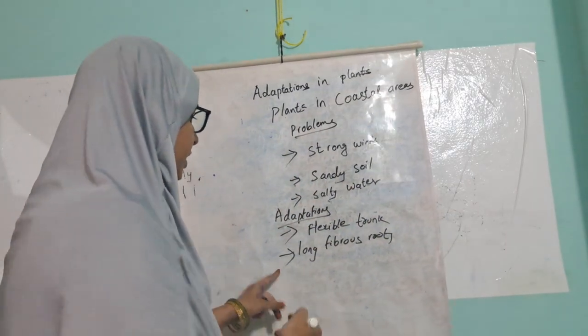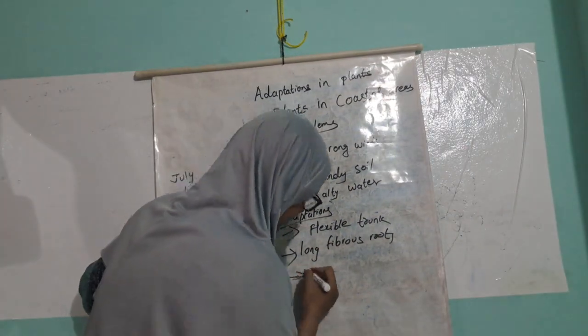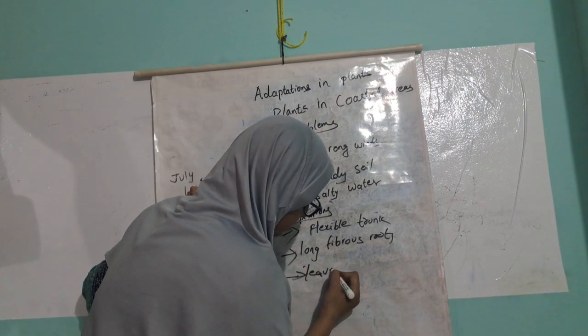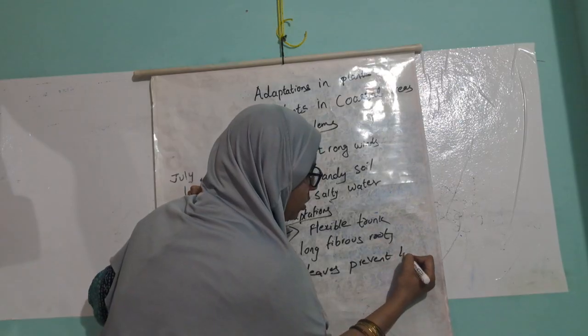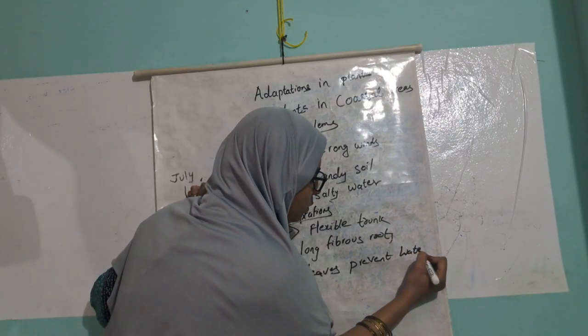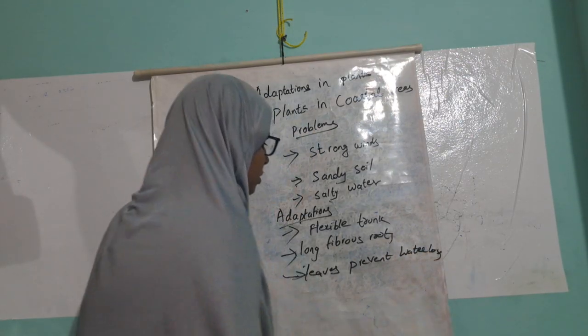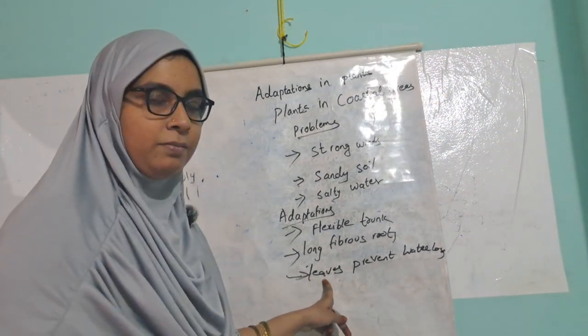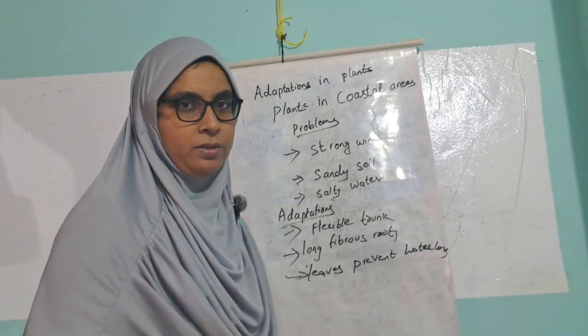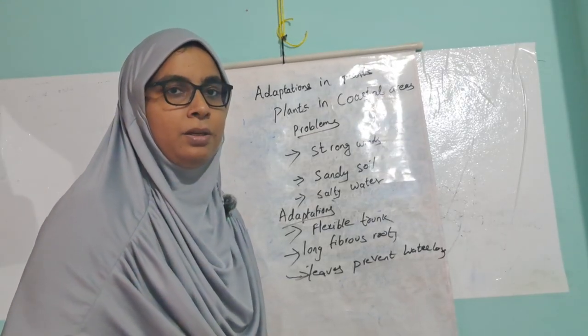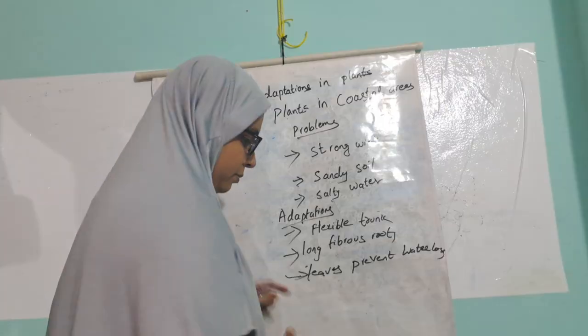So in these areas, leaves prevent water loss. So the plants have leaves that prevent water loss. What are the examples? Coconut, palm.